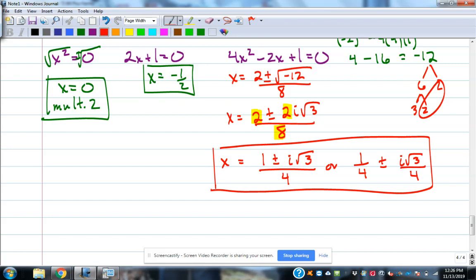But how many solutions were we supposed to get? 5. Where are they at? All right, so 0 and 0 again, -1/2, 1/4 plus i radical 3 over 4, and then the 1 minus. That's our 5 answers out of that. So once you get to the end, go back, make sure you got all of the answers. You know the degree should tell you how many answers you found. So use that as a checking spot.